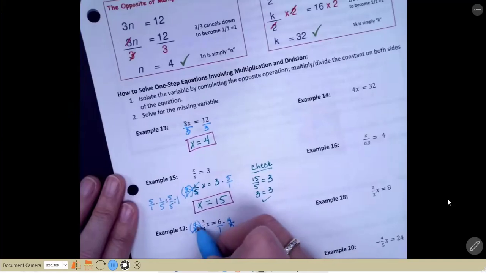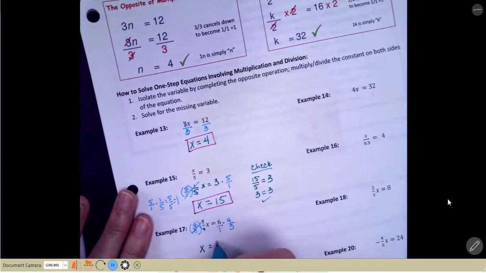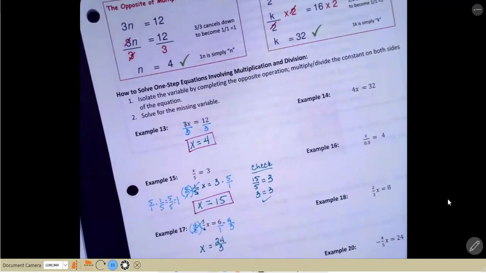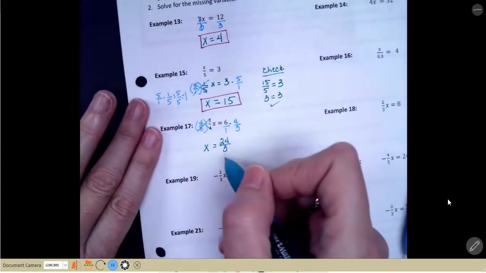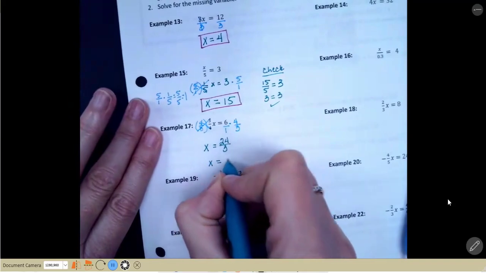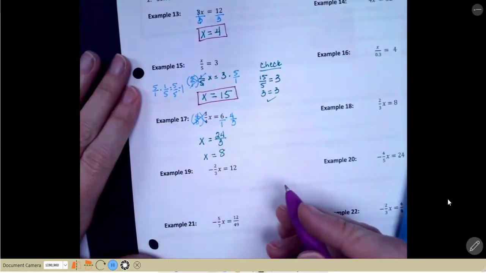These cancel out or become a 1. And when you multiply with fractions, you just multiply the two numerators together and the two denominators. So I end up with 24 over 3. Make sure, though, that if you can reduce the fraction, that you do so. So 24 divided by 3 is 8. Okay? You can use your calculator on this lesson also. Did I do something wrong? No. Okay.